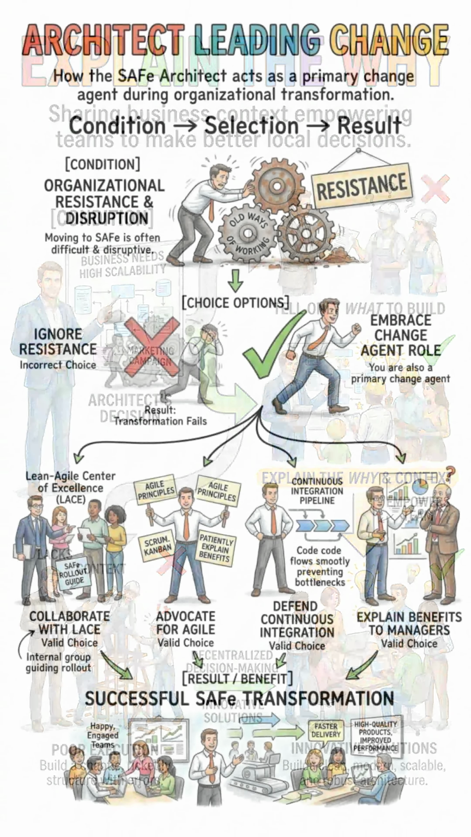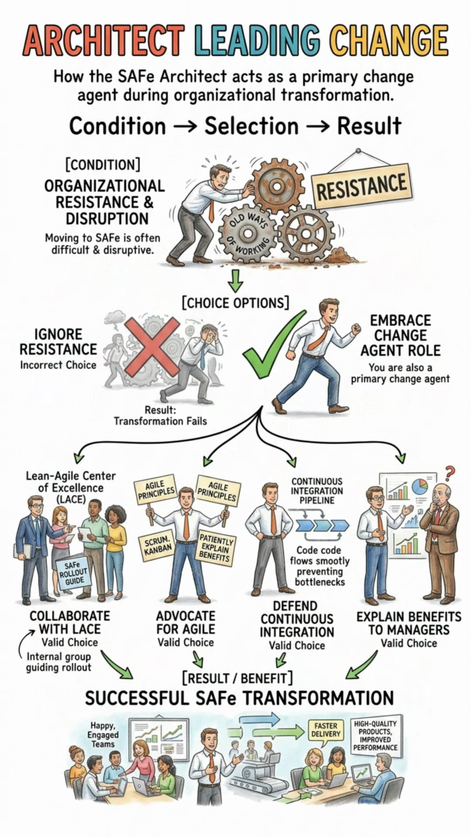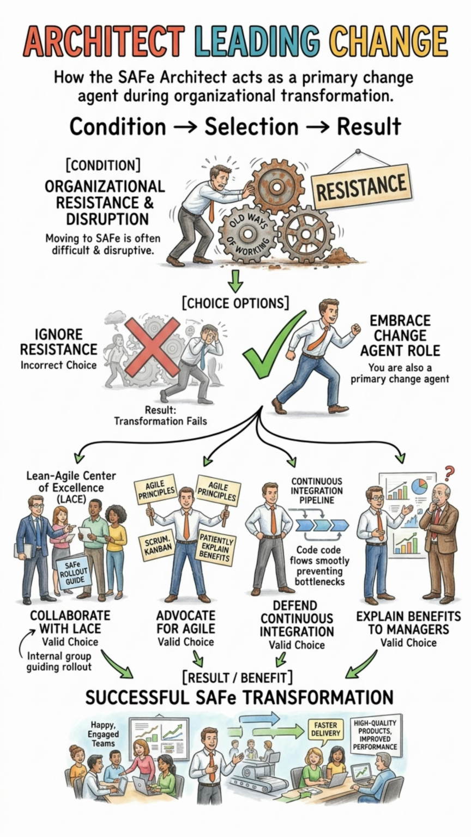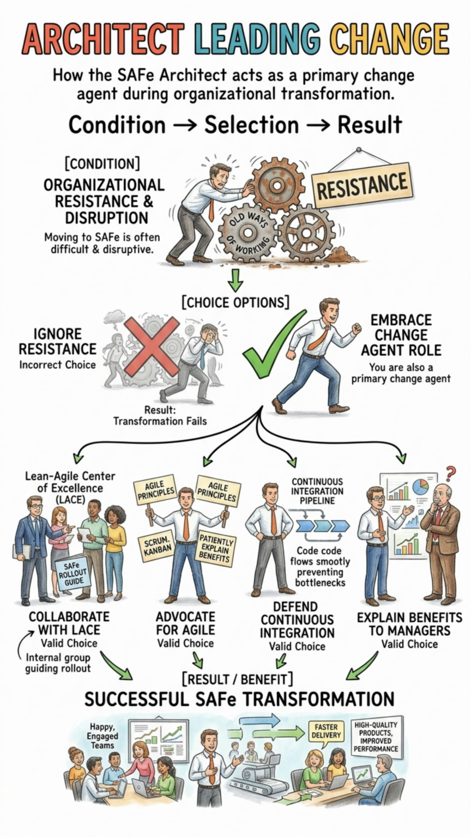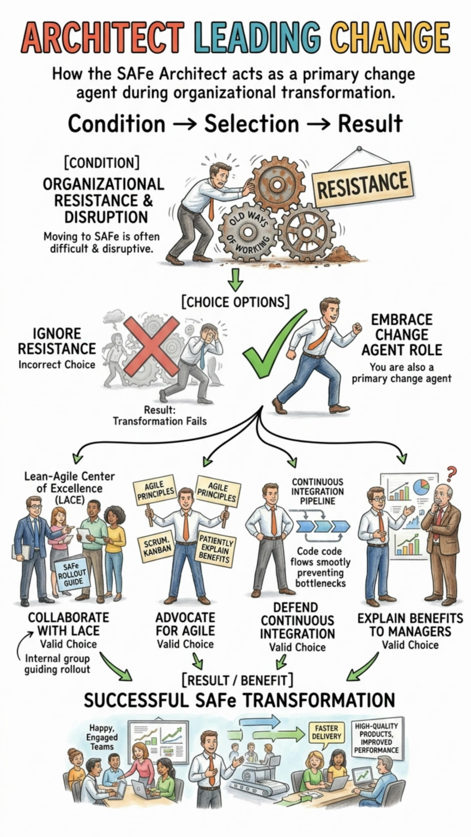As an architect, you are also a primary change agent for the entire organizational transformation. Moving to SAFe is often difficult and disruptive, and people will naturally resist the new ways of working. You will frequently collaborate with the Lean Agile Center of Excellence, which is the internal group guiding the SAFe rollout, to champion the transformation. You must advocate for agile practices, defend the need for continuous integration, and patiently explain the benefits of the framework to skeptical traditional managers.